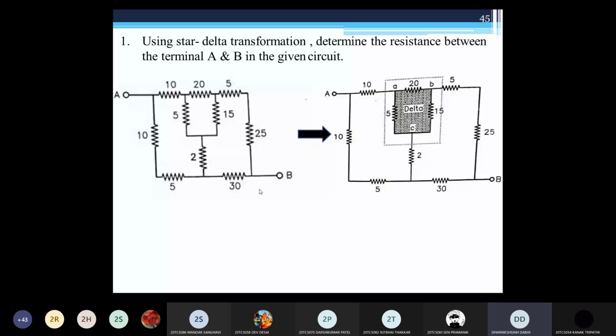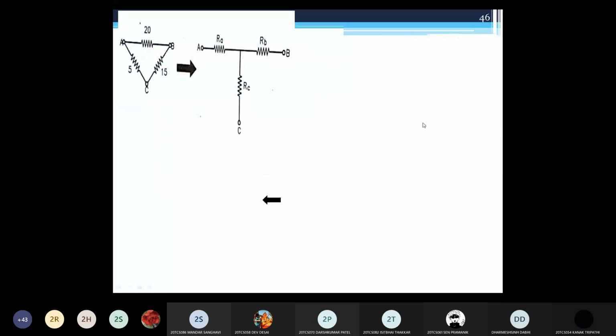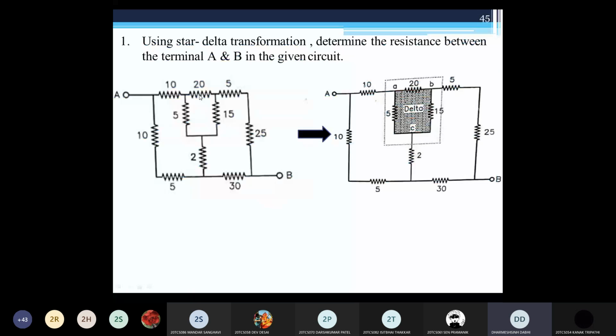First I convert this delta into star, then my circuit becomes very simple. Let's first convert this delta connection into the star connection. Here you can see that this is delta: AB is 20, AC is 5, and BC is 15. This highlighted portion, first convert this delta into star. If we convert this delta into star, it looks like this.